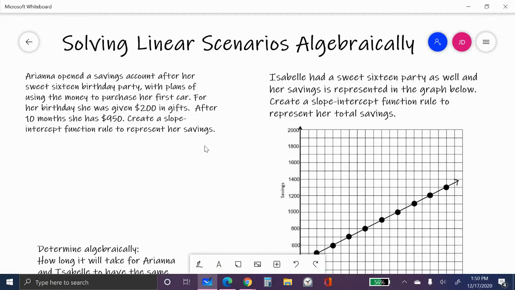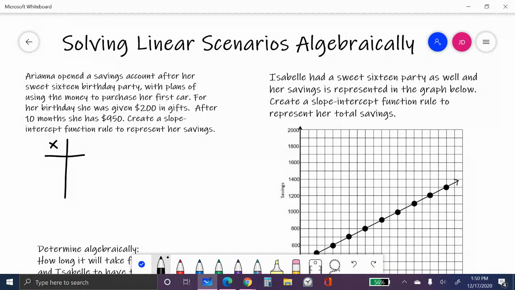Okay, so what I'm going to do in this scenario, I can't really tell what the rate is because you don't see a per or each or some sort of terminology that represents a rate. So when you don't see that, you create a table. We have X and we have Y. So the Y is going to be her savings, right? And the X is going to be probably the number of months in this case.